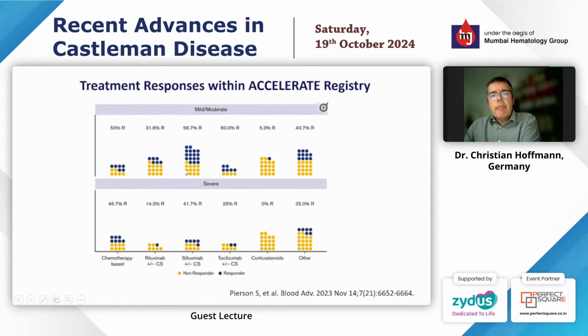If you look at the treatment responses of different treatment options in IMCD, in the mild to moderate cases or the severe cases, you see siltuximab almost 60% in mild cases, and in severe cases 40%. The same with tocilizumab, and even lower rates with rituximab. So you have different options, but the majority of the patients will not respond to this treatment.